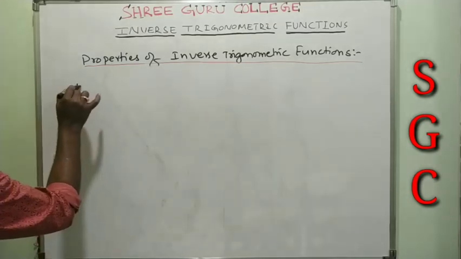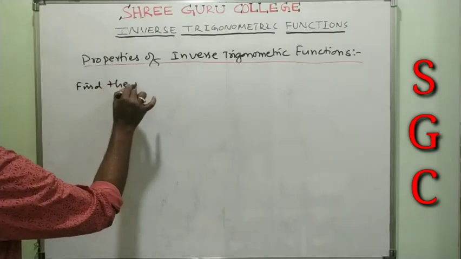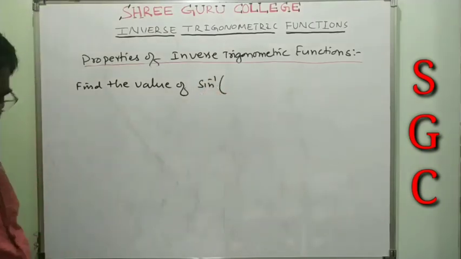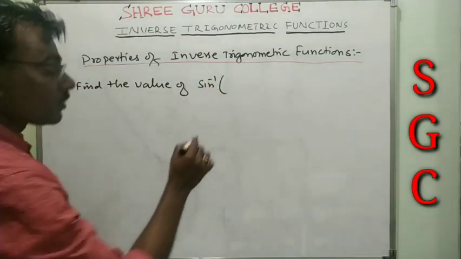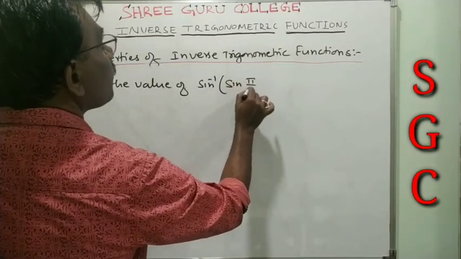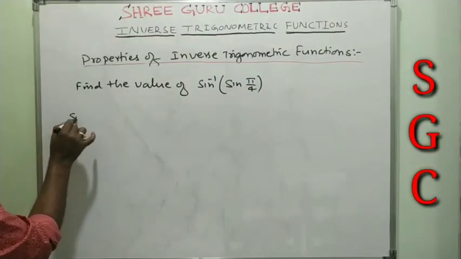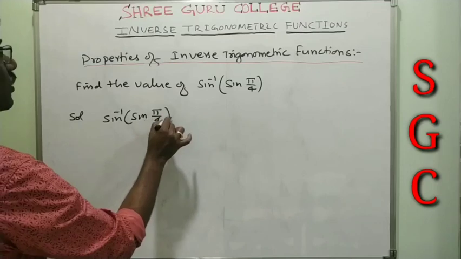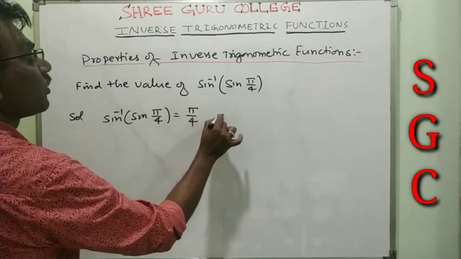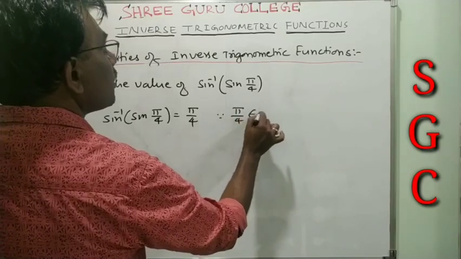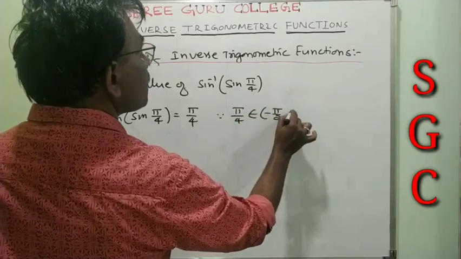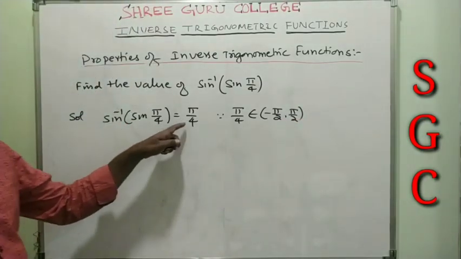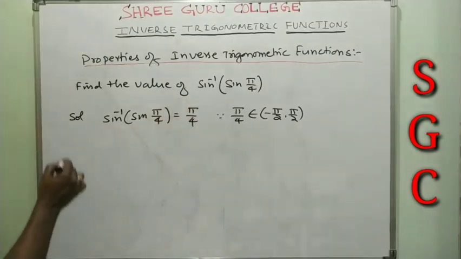Find the value of sine inverse of sine pi by 4. Solution: sine inverse of sine pi by 4 equals pi by 4, because pi by 4 lies between minus 90 to plus 90. So sine inverse of sine pi by 4 is pi by 4.